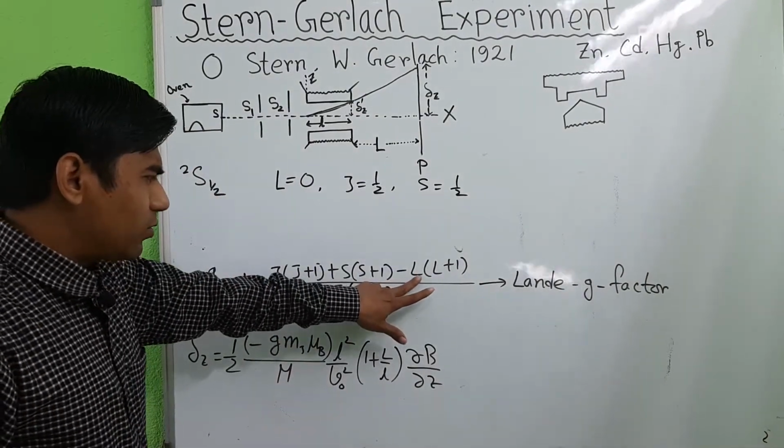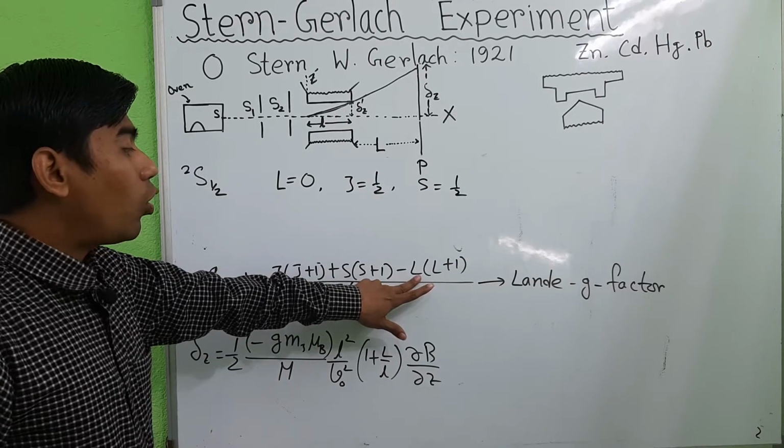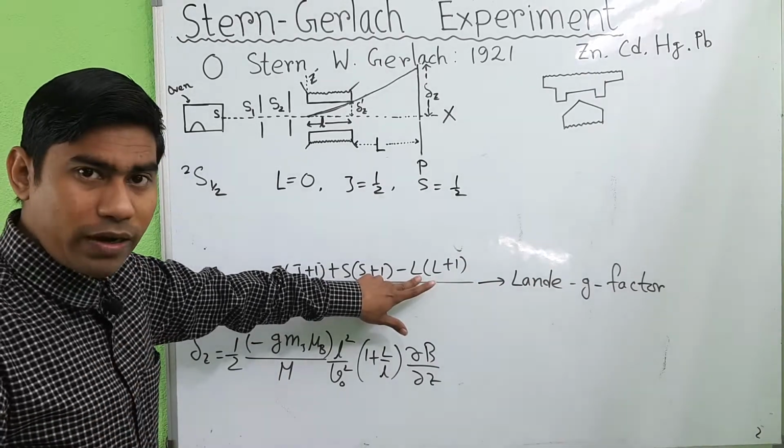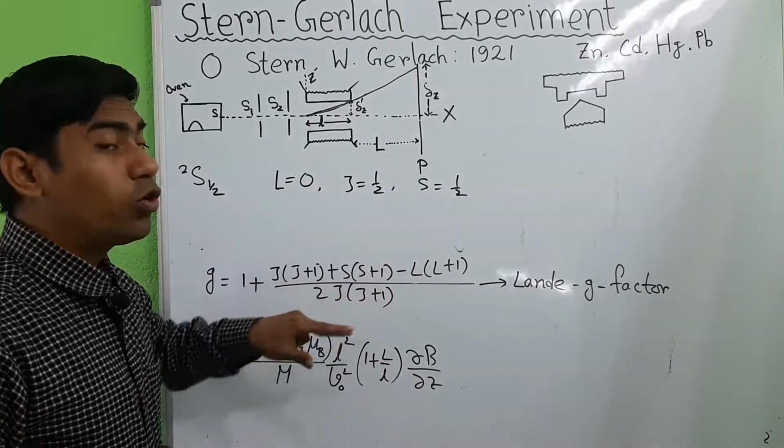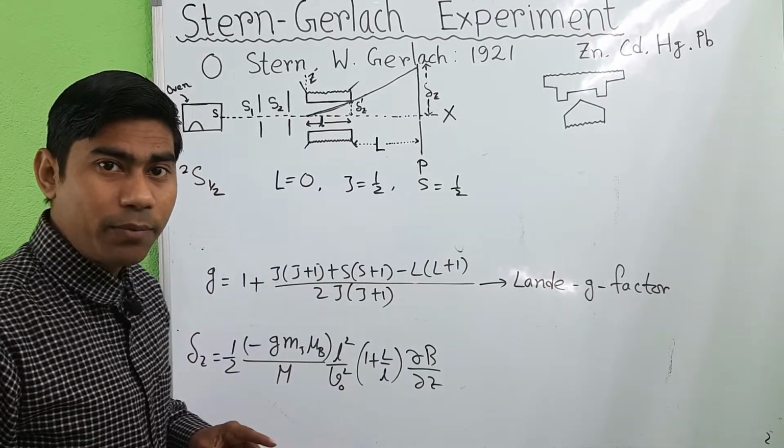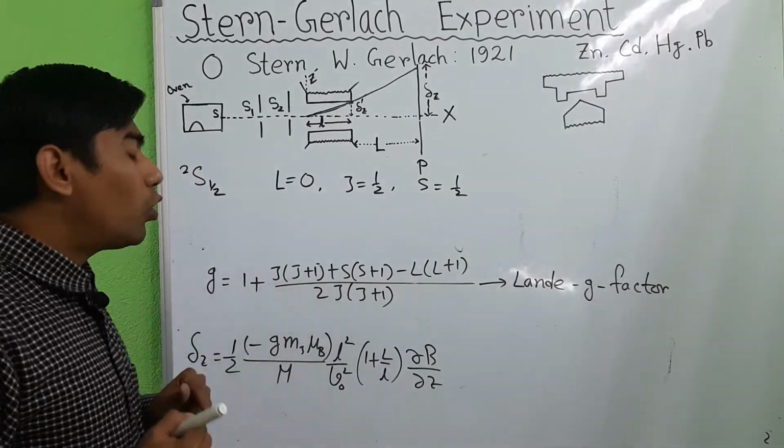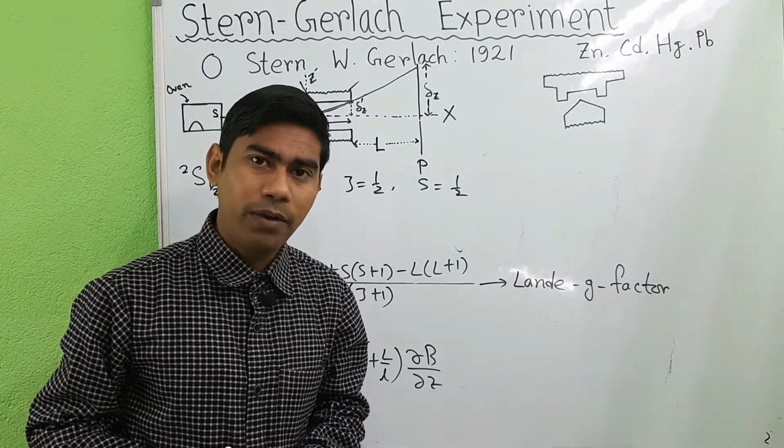Here L is the total orbital angular momentum quantum number, S is the total spin angular momentum quantum number, and J is the total angular momentum quantum number of the electron.